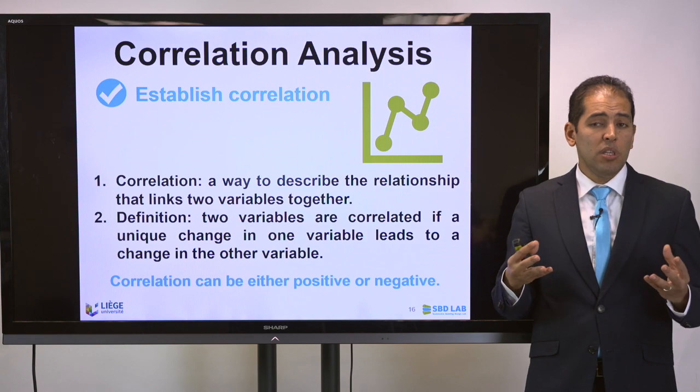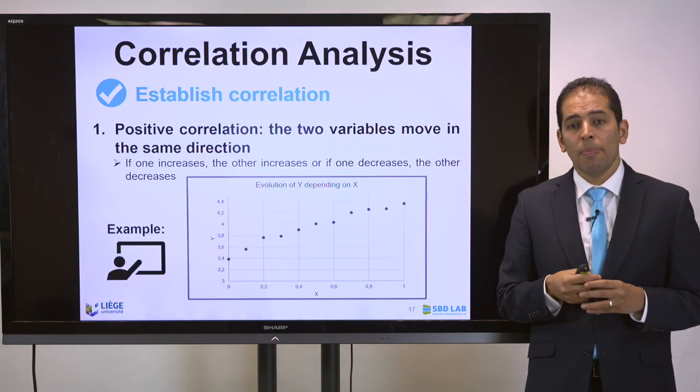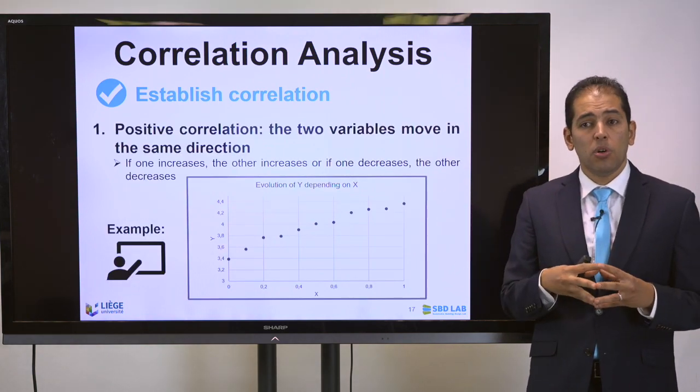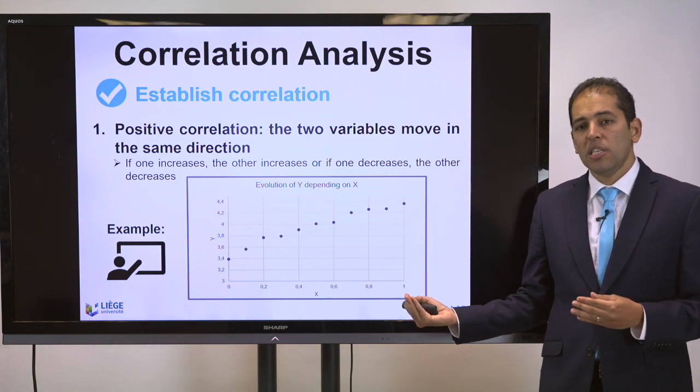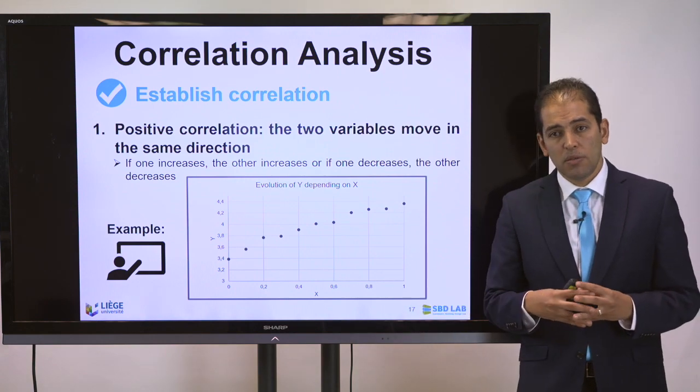Correlation can be either, like we said, positive or negative. In this case, we can have here a positive correlation where the two variables move in the same direction. We increase the x, the y increases, for example.